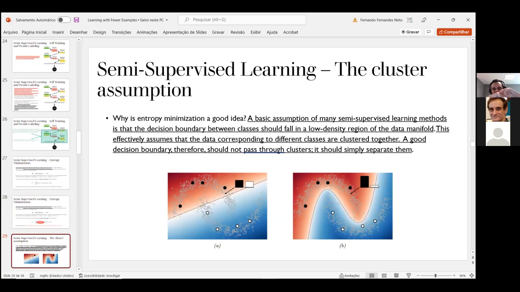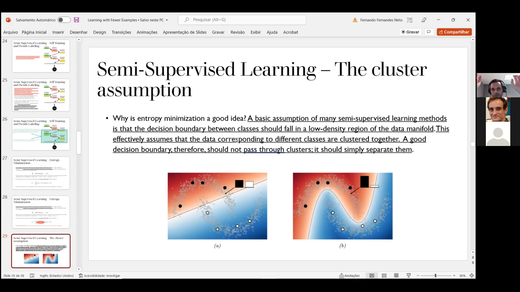The other subtopic discussed here is the cluster assumption. So the author starts to discuss whether or why entropy minimization is a good idea. Basically, the basic assumption of many semi-supervised learning methods is that the decision boundary between classes should fall in a low density region of the data manifold. So this effectively assumes that the data corresponding to different classes are clustered together.